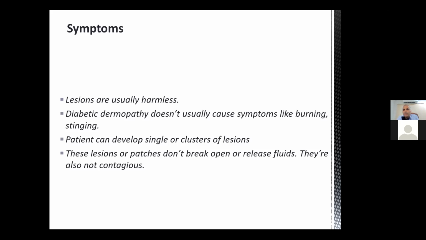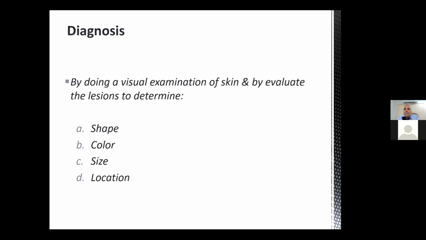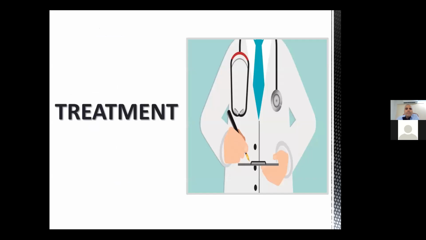It doesn't spread from one place to another or from one person to another, because it's not infectious in etiology. So just by looking at the legs, you should be able to identify that the person has diabetic dermopathy, and the size, shape, color, and number of lesions will give you the clue to the diagnosis. The diagnosis is mostly clinical, so we need not worry about doing any specific investigations for it. So it is a clinical diagnosis.